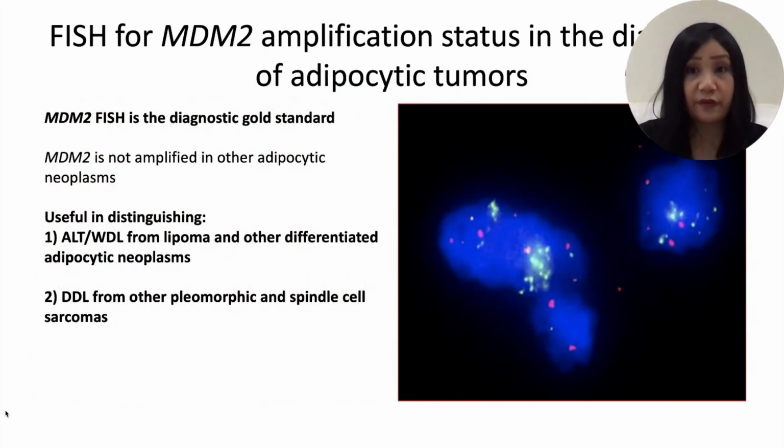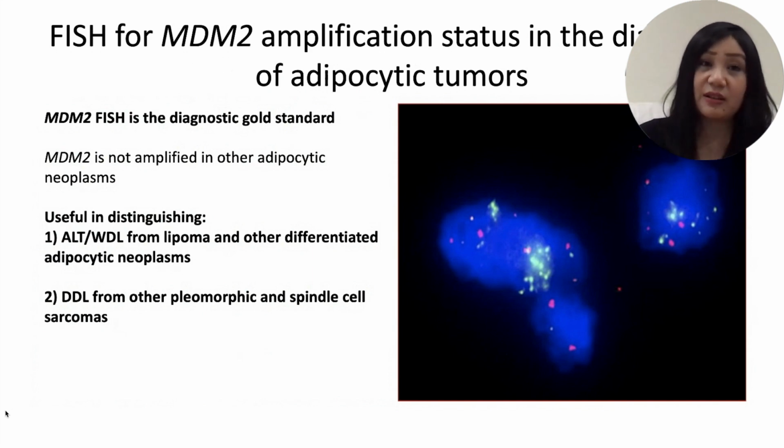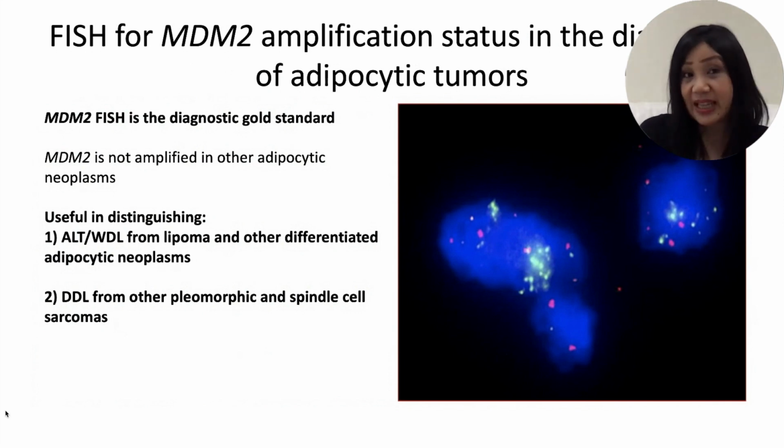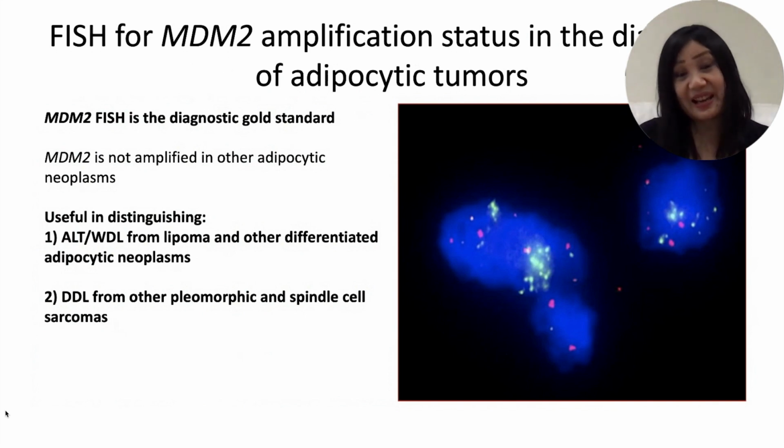MDM2 amplification with FISH is the diagnostic gold standard for adipocytic tumours. So for differentiated adipocytic tumours, those composed of mature fat, it is an extremely useful diagnostic tool, even better than histology in many tumours, because there are lipoma-like well-differentiated liposarcomas, in which, due to sampling error or otherwise, we are not able to identify atypical nuclei.